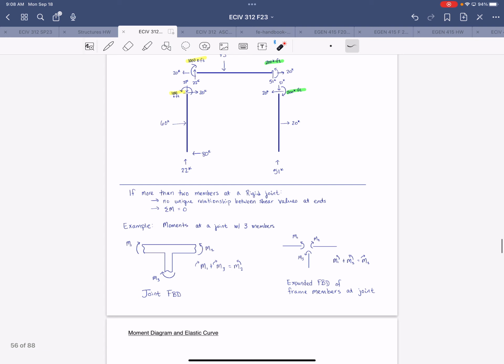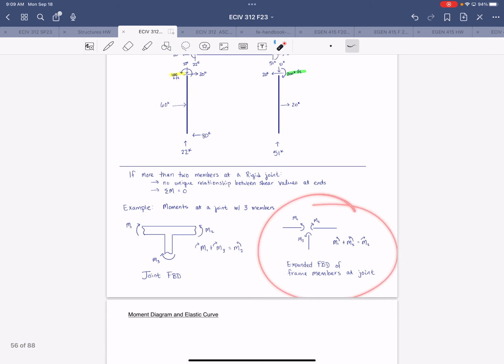All right, so then this note at the bottom of the page: if we have more than 2 members that connect at a rigid joint, then there's really no unique relationship between shear values at the ends, because shear and axial will just kind of work their way through. But we do still have the rule that the sum of moments at that joint is equal to 0, okay? So there's 2 different ways we can think about this, all right?